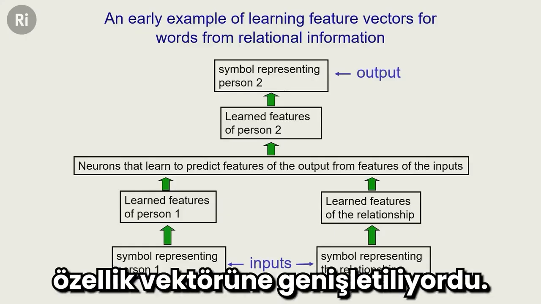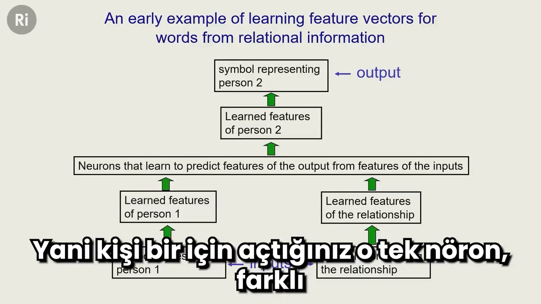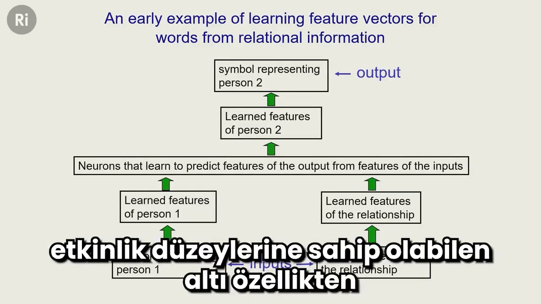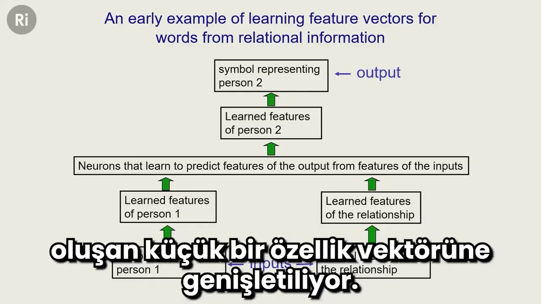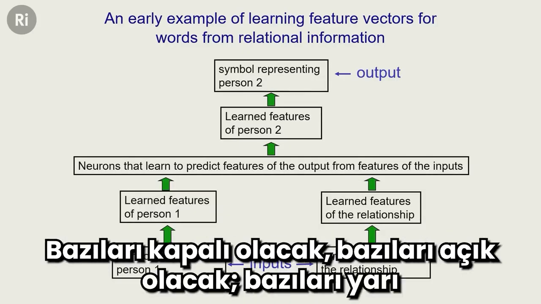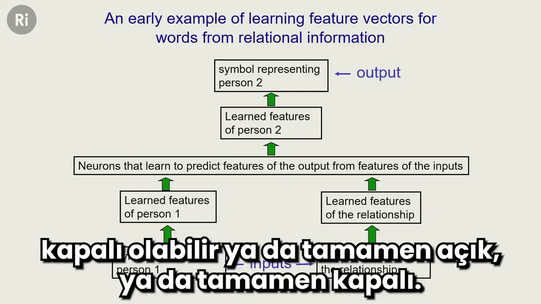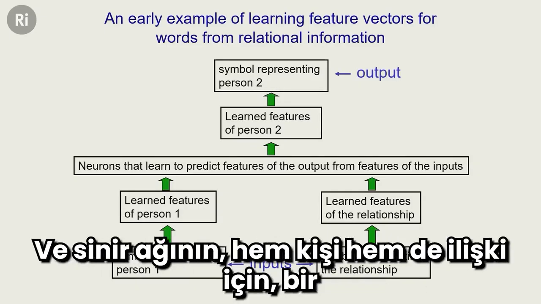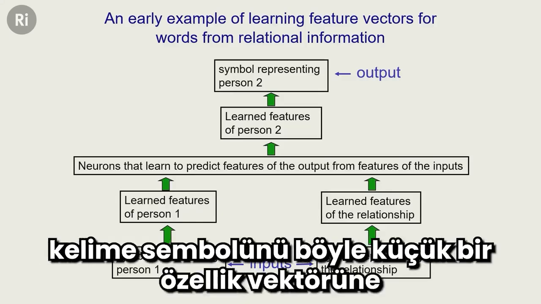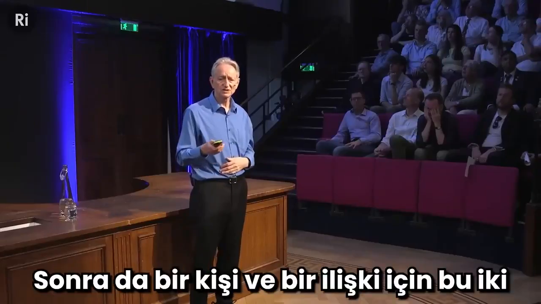Then those single active neurons would get expanded into a feature vector. So the one neuron that you turned on for person 1 will get expanded into a little feature vector of 6 features, which could have various activity levels. Some will be off, some will be on, some might be half on or fully off. And so the neural network had to learn how to convert a word symbol into a little feature vector, both for the person and the relationship.